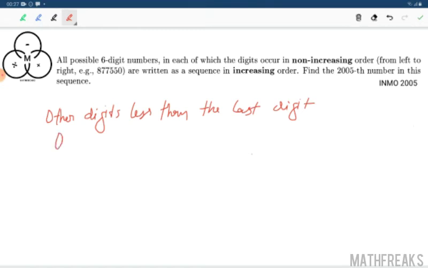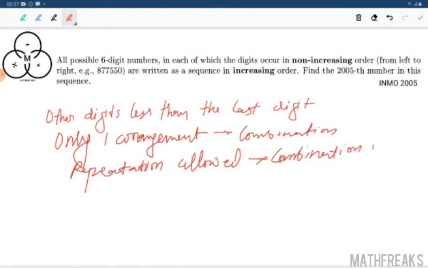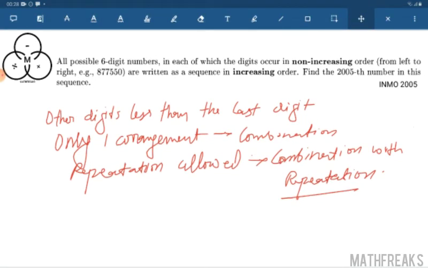Another conclusion: only one arrangement, that is, it's a question of combination. Repetition allowed. So this is purely combination with repetition. This is how we approach the question, that yes, it is a question of combination with repetitions allowed.